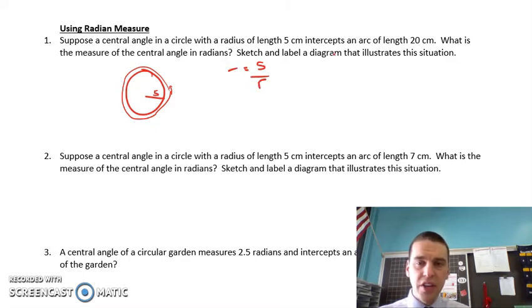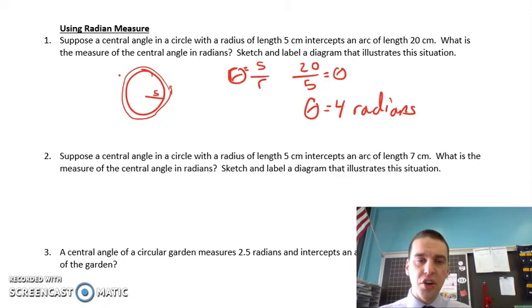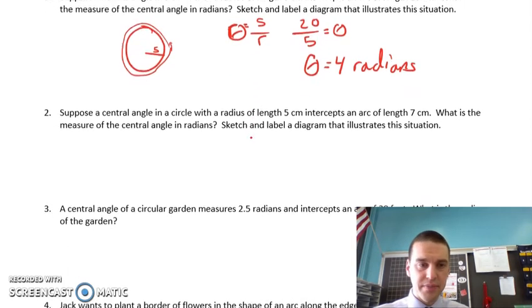If we have the arc length to be 20 and the radius to be 5, we know that theta then equals 4. Theta equals 4 radians. Meaning that we have actually gone around the circle more than once. And again, we'll talk more about that in class.